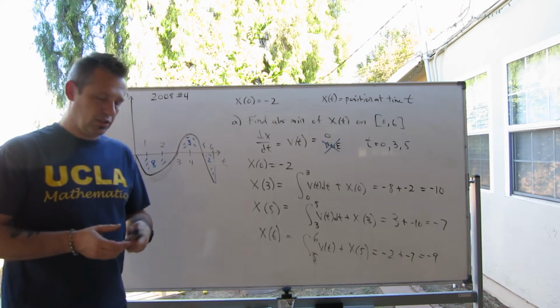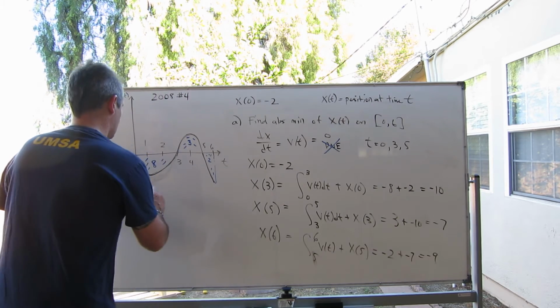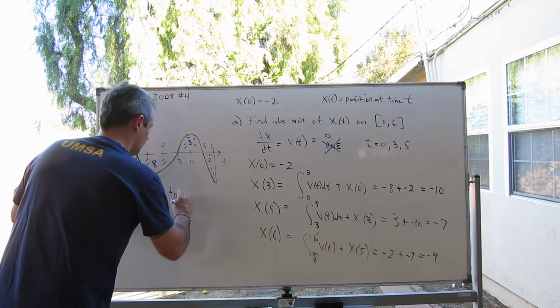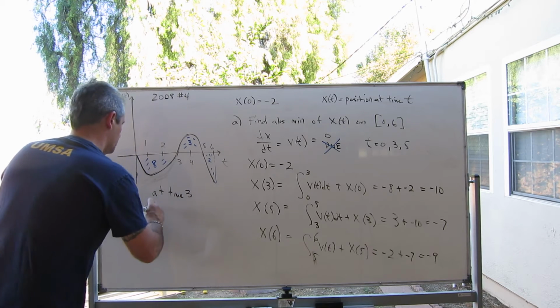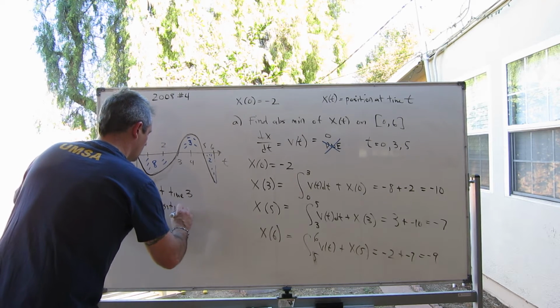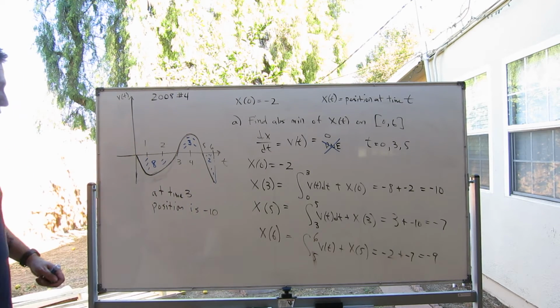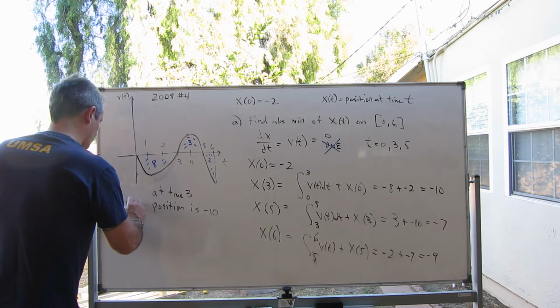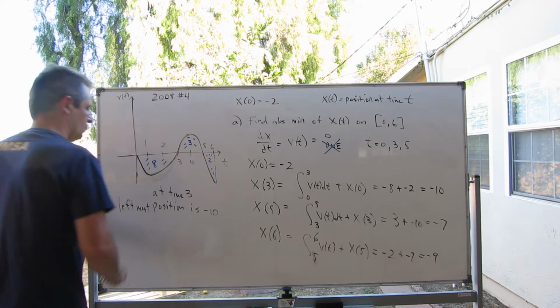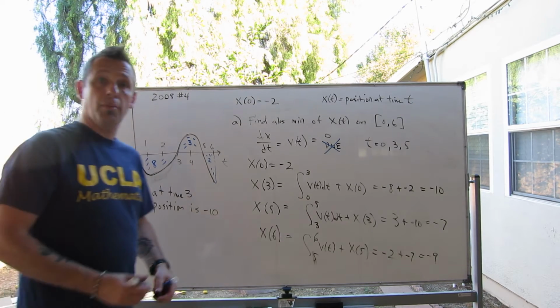And so, the answer to this question is, at time 3, position is negative 10, and that is the leftmost. And that's the answer to part A.